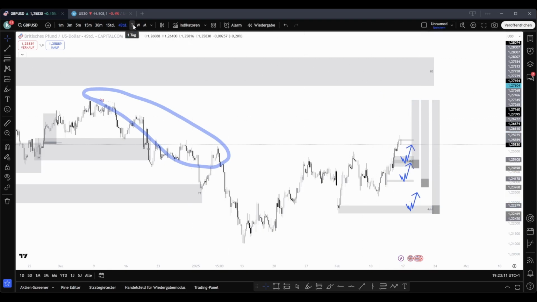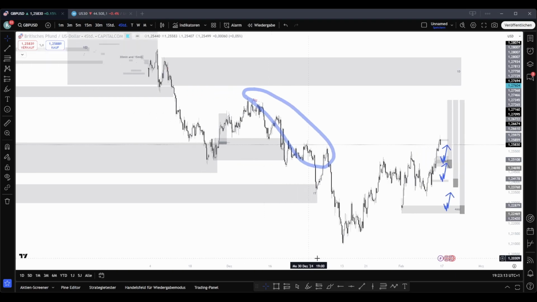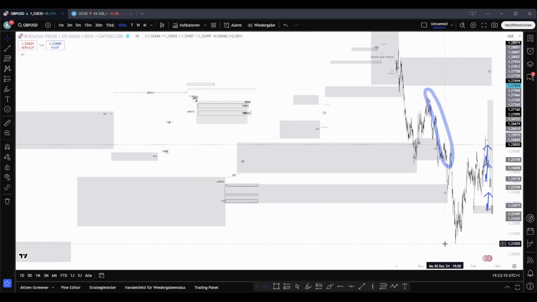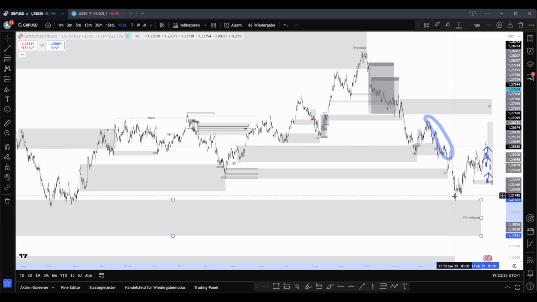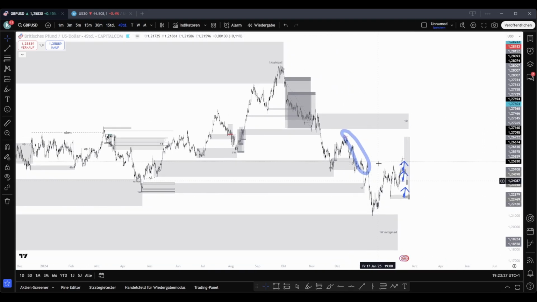So I have to go again. Let me zoom out the chart so you guys can actually see the market on another basis. Since price has reacted from this particular zone, for example, we're expecting price now to continue to buy and move up until it reaches at least this zone.